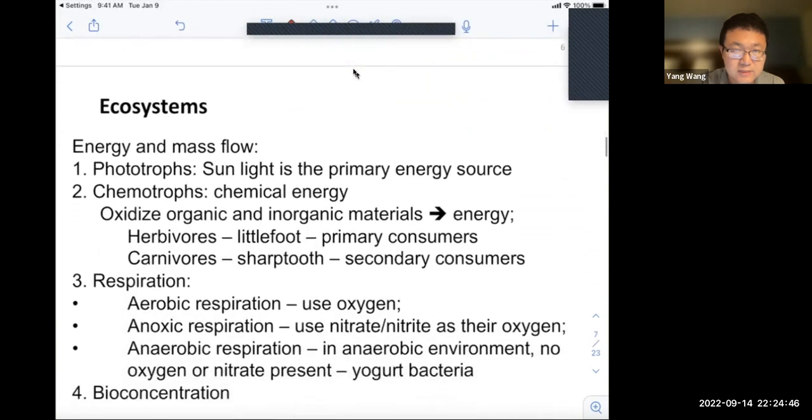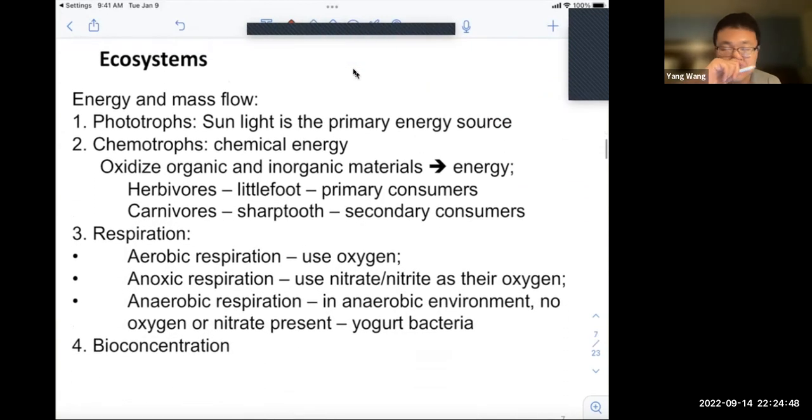So there are some definitions associated with ecosystems. For an ecosystem, we have to understand their energy and mass flow. Specifically on this topic, all the elements are categorized based on how they're generating the energy, or based on where their energy is coming from.